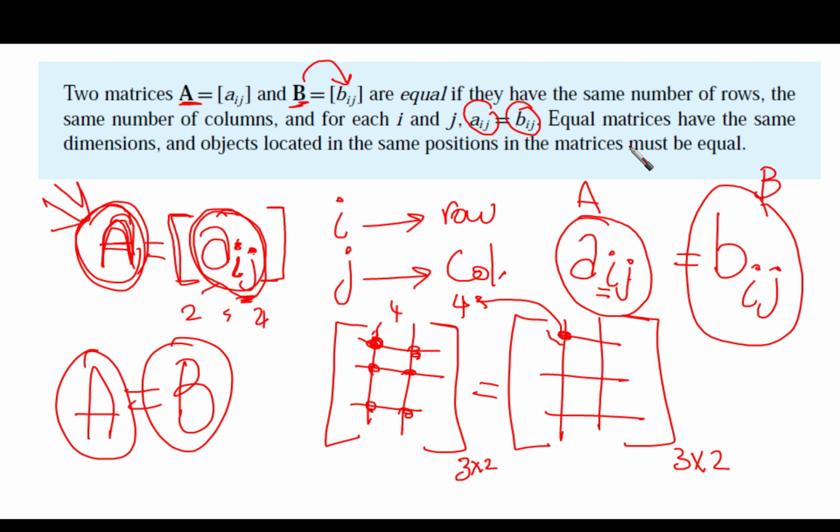Equal matrices have the same dimensions. So we understand now the meaning of dimensions, which, as we said, is like 3 by 2. And objects located in the same positions in the matrices must be equal. So they have the same dimensions, and the objects, or elements, located in the same positions in the matrices must be equal. So the elements themselves should be equal as well. So this is regarding the equality of matrices A and B.